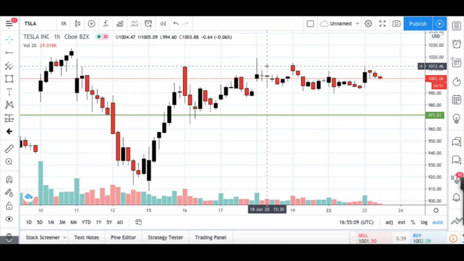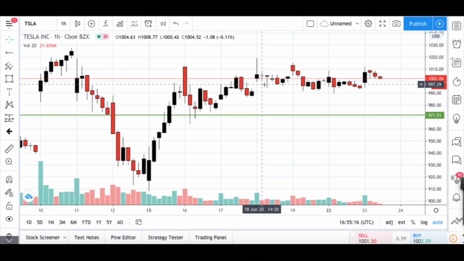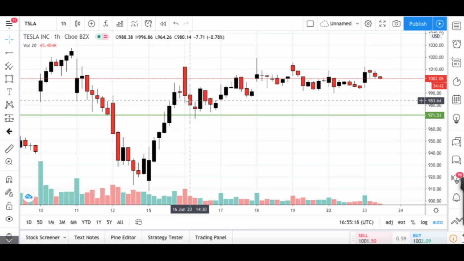Let's see how far we went. We went to 1012, so $1,012. So that's about $30 already in profit. So 3 to 1 would be on this candle here if you entered on 1 hour.